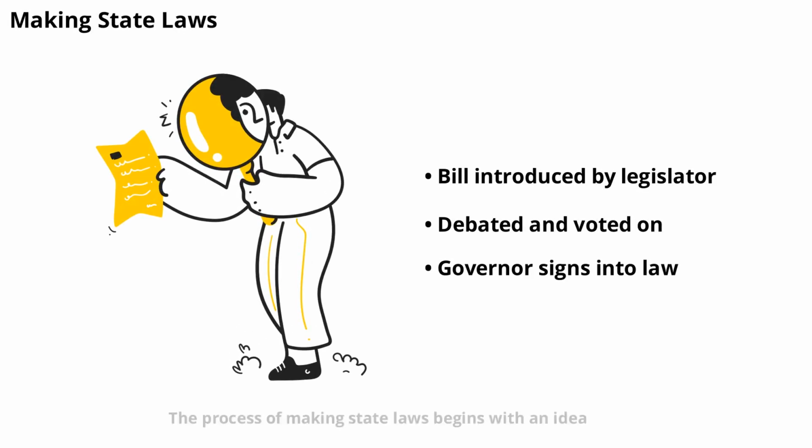The process of making state laws begins with an idea, which can come from anyone: citizens, lawmakers, or interest groups. A legislator introduces a bill, which is then debated and voted on by both chambers of the legislature. If the bill passes, it goes to the governor for approval. If signed, it becomes law. This process ensures that new laws are carefully considered and reflect the needs and values of the state's residents.